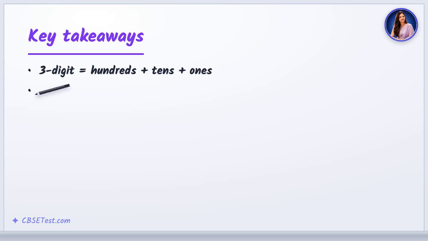To recap, a three-digit number is hundreds, tens, and ones. Count in tens up to 200 and compare from the left.